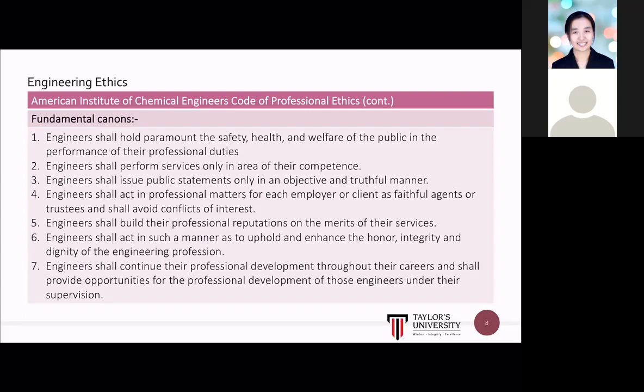First, you only perform service in your area of competence. And also, you have to be professional. When we say professional, it means you uphold honor, integrity, and dignity while you work. After this course, most of you are already one step nearer to becoming a full engineer, a graduate engineer.